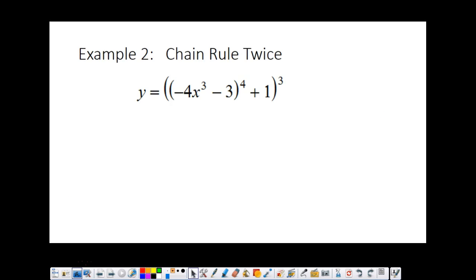Chain rule twice. This happens when you have a function inside of a function inside of a function. So this is like when your robot is driving your airplane, your robot gets a virus.